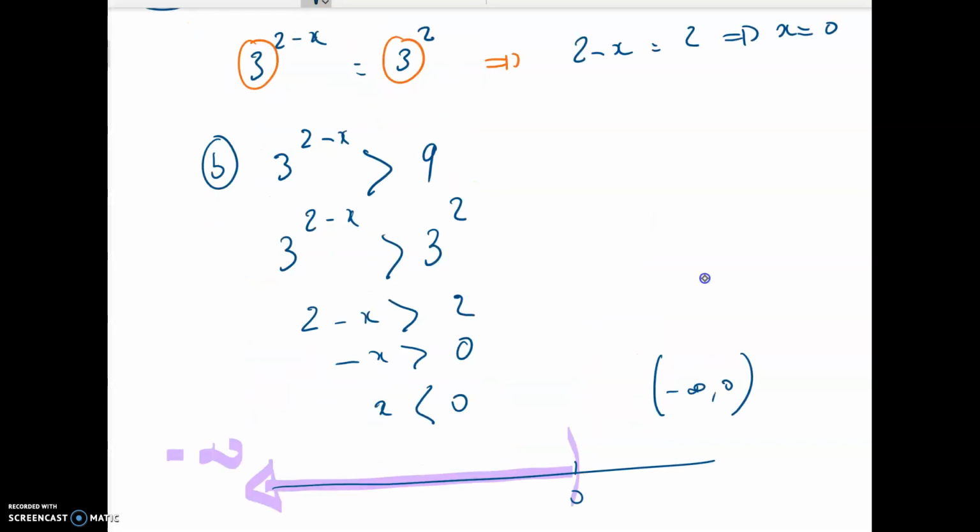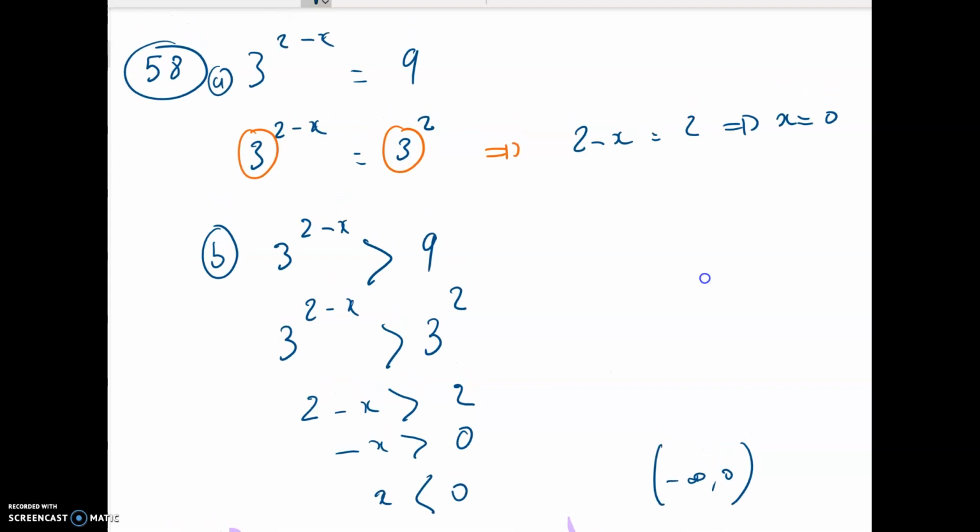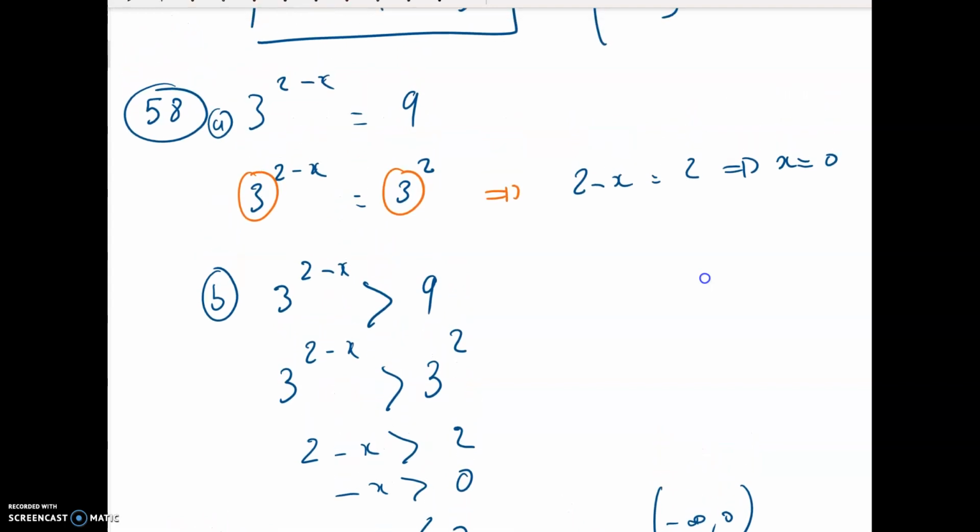Finally, the last problem. All right, guys, so what do we have? On problem number 58, a regular equation, 3 to the 2 minus x equal 9. We end up with the same base by completely factorizing 9 into 3 squared. And so now we can equal the exponents and end up with x equals 0.